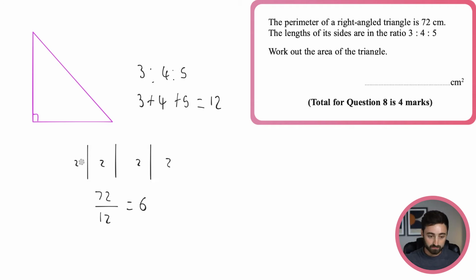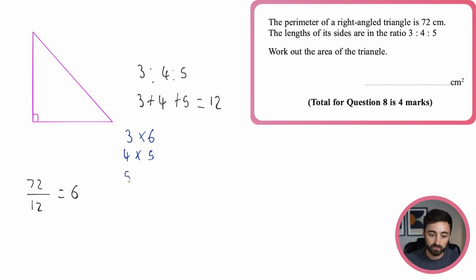So what I can do here is I can just individually multiply them all. So if I was to say, 3 times 6, 4 times 6, and 5 times 6, that's going to get me each of the side lengths. So 3 times 6 is 18. I wrote 5 there, and I meant to write 6. 4 times 6 is 24. And 5 times 6 is 30.